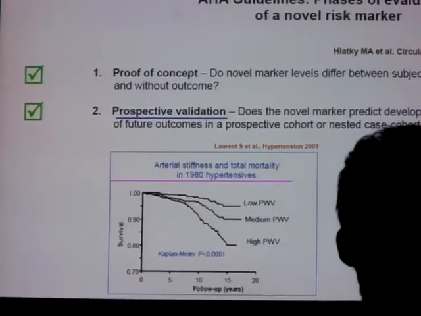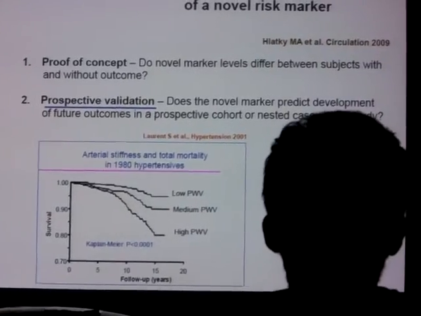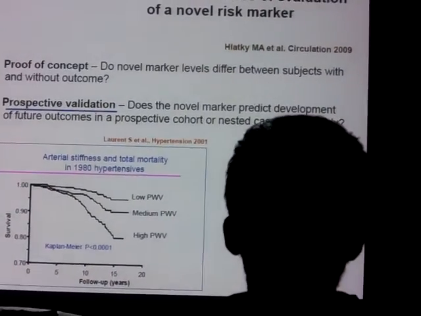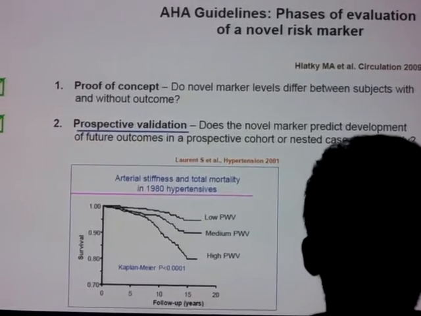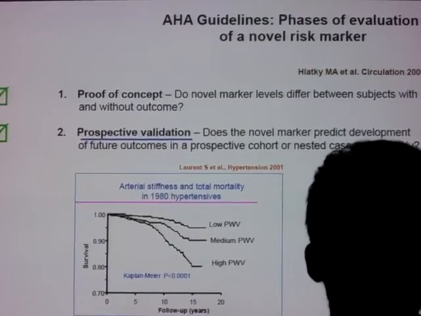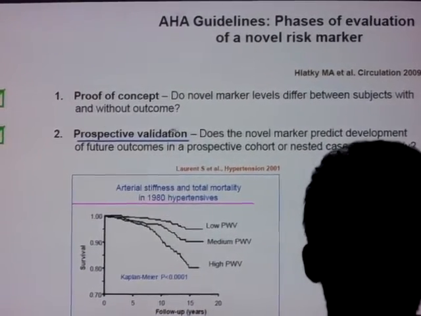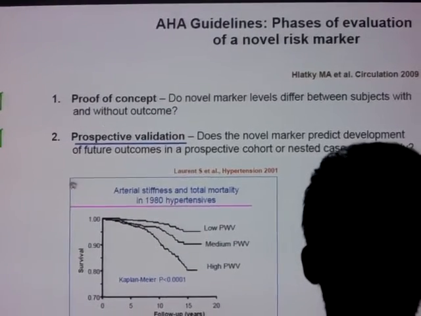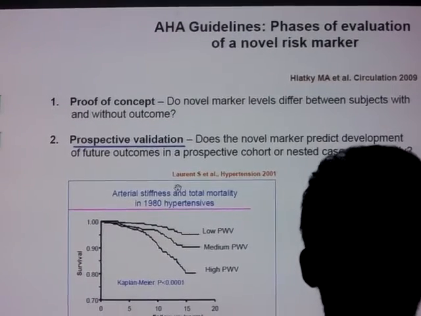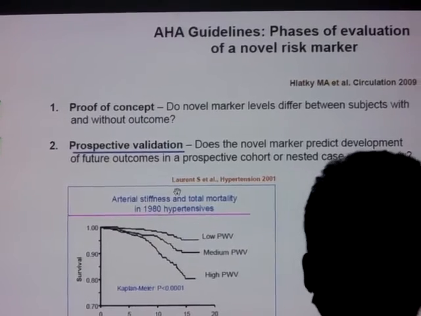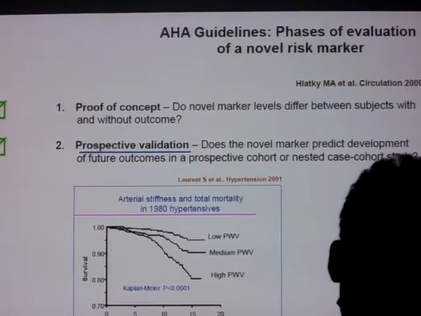Of course, many papers, cross-sectional studies, arterial stiffness is increased in hypertension, diabetes, chronic kidney disease, chronic heart disease, etc., etc. So it is well accepted. Prospective validation, it's a little bit different. It's more difficult. You need a longer study, longitudinal study of several years.